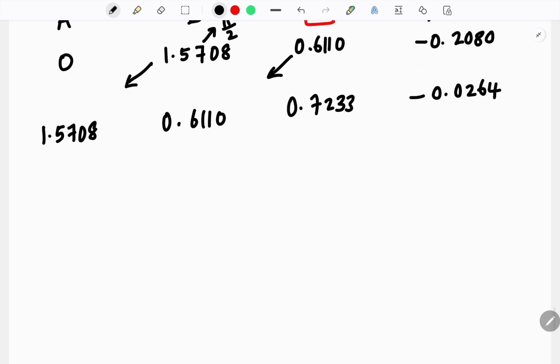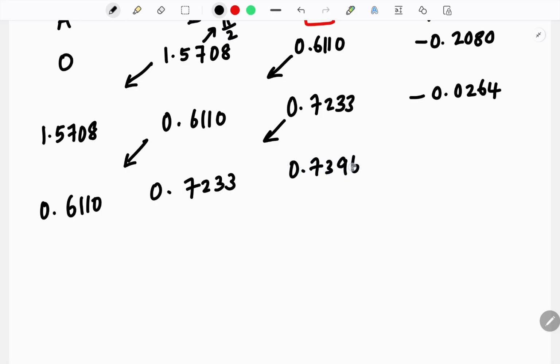Then again, next one, take this value and this value: 0.6110 and 0.7233. Press calc. 0.6110, press equal, 0.7233, press equal, and you're going to get 0.7396.